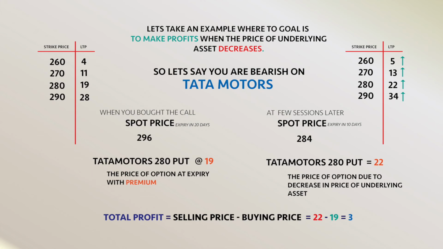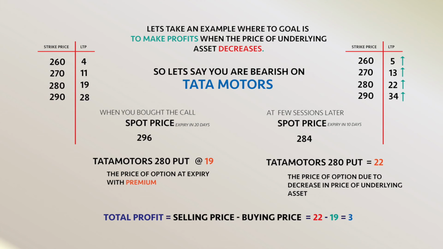Okay, so now let's say you want to take a short position in Tata Motors because you're bearish. आप 280 का पुट खरीद लेते हो at 19 rupees when the spot is 296 with 20 days to expiry. After 10 sessions, the spot price ends up at 284. So Tata Motors fell by 11 rupees per share.